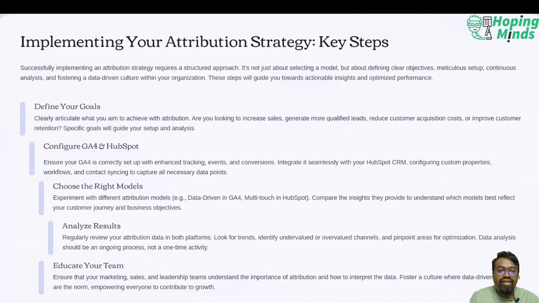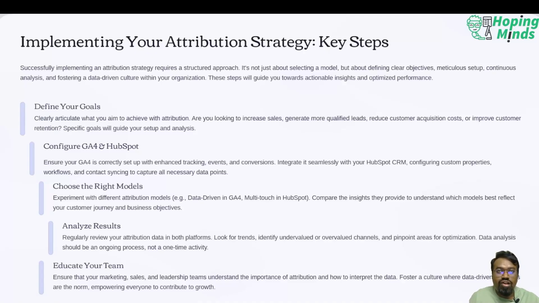Now, choose the right models. Data driven in GA4 and multi touch in HubSpot are different attribution models. So we can experiment with these different attribution models. Now compare the insights they provide to understand which models best reflect your customer journey and business objectives. Therefore, we need to make sure that we choose the right model.